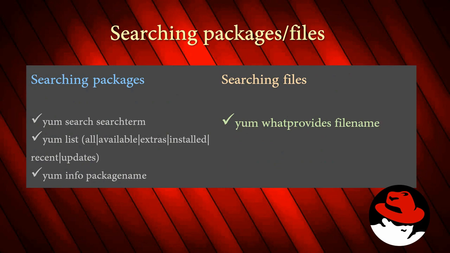Similarly, you could list everything with the argument yum list, with options such as all, available, extras, installed, recent, updates and so on. You could get information of a package with the yum info command, then the package name. You could search for a particular file in a package with the whatprovides argument.